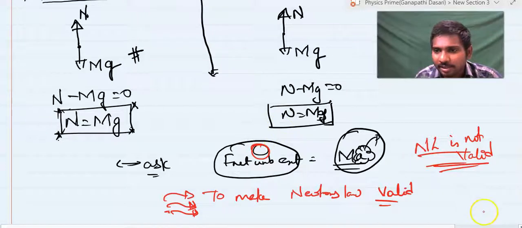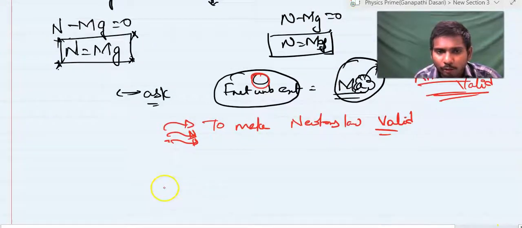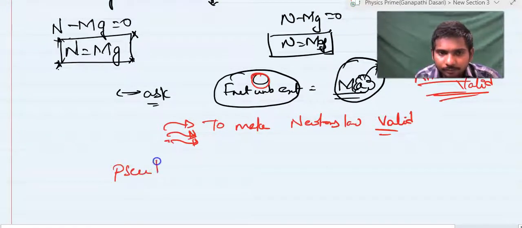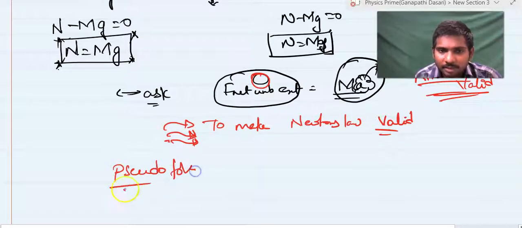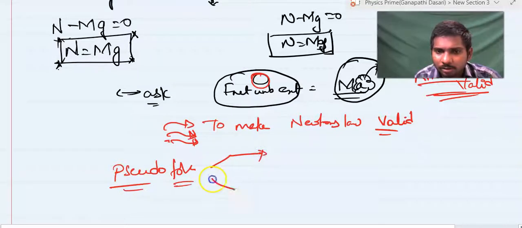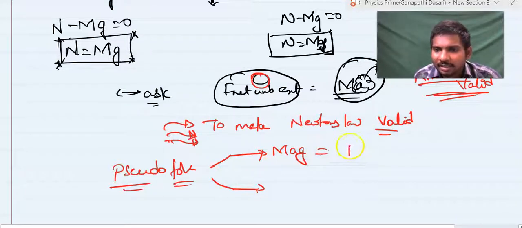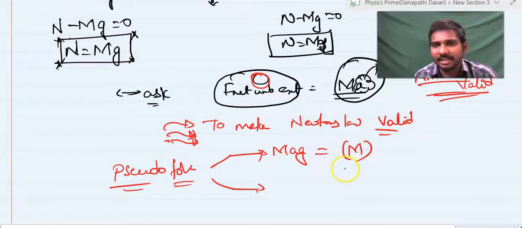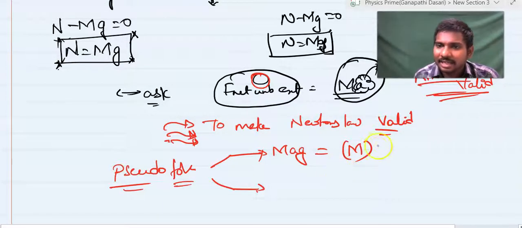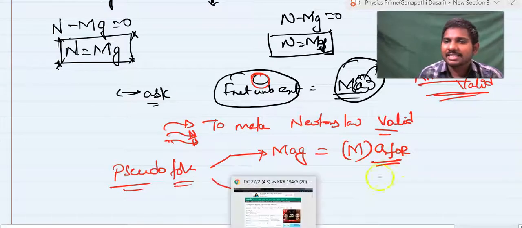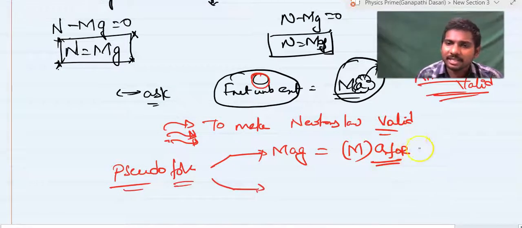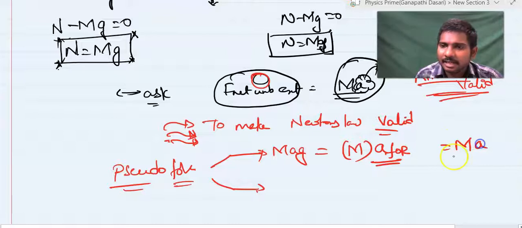In this kind of situation, we should take a pseudo force. It's a force, so it should have a magnitude and it should have a direction. Its magnitude is equal to the mass of the observed object, here the mass of the man, m, into the acceleration of the frame of reference. Here the car is accelerating at acceleration a, so that should be m into a.